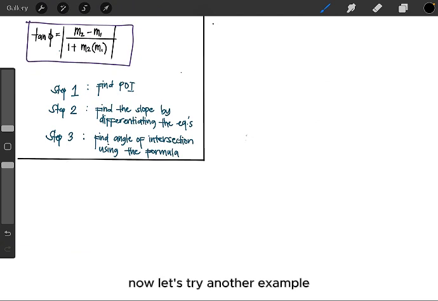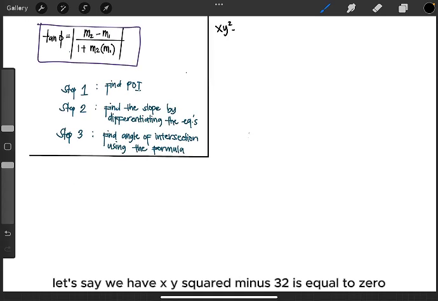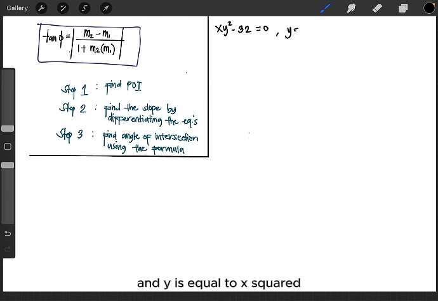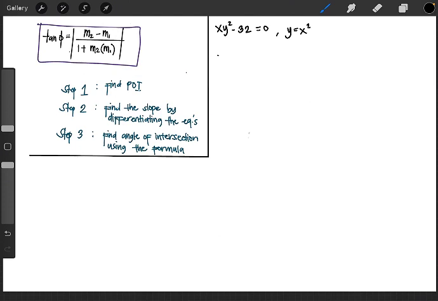Now, let's try another example. Let's say we have xy squared minus 32 is equal to 0 and y is equal to x squared. Here, we can directly substitute the y value of the second equation into the first equation.